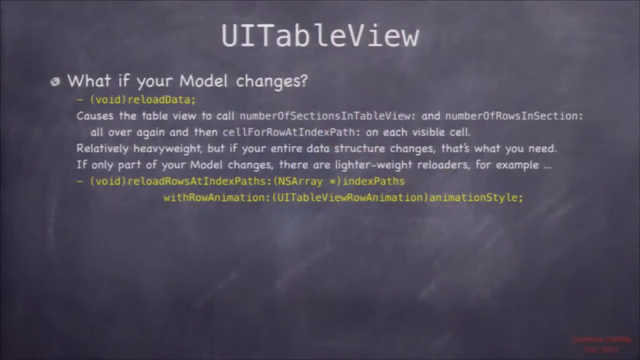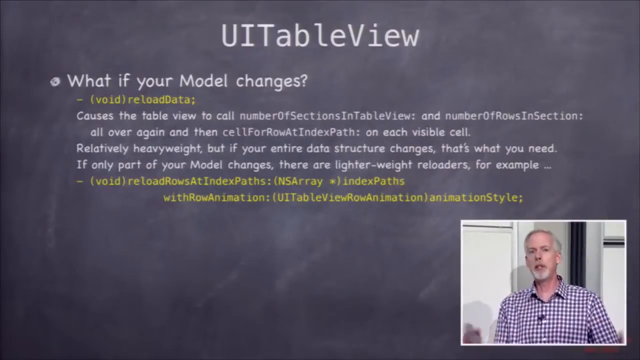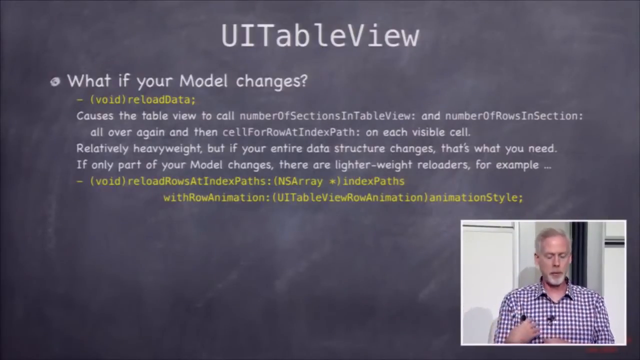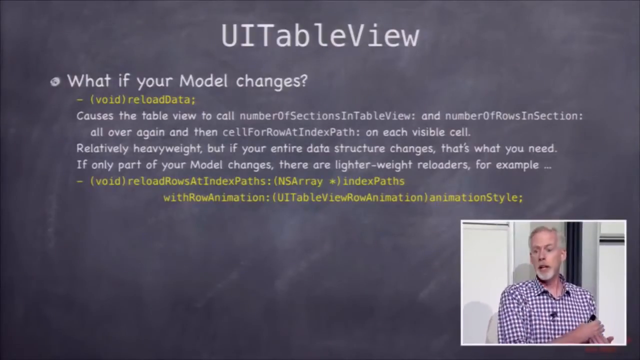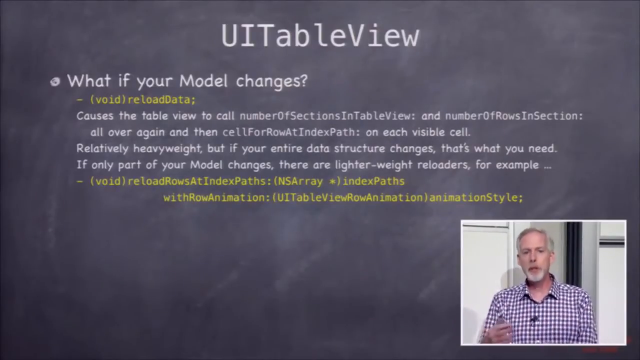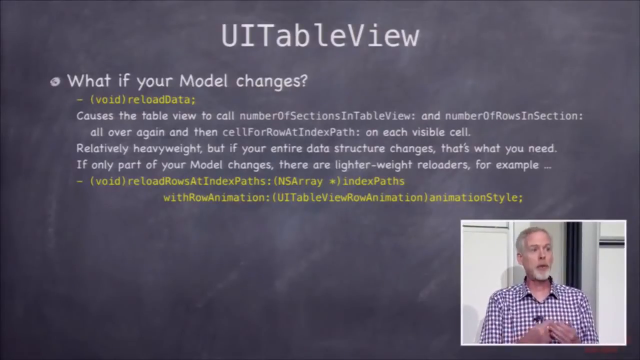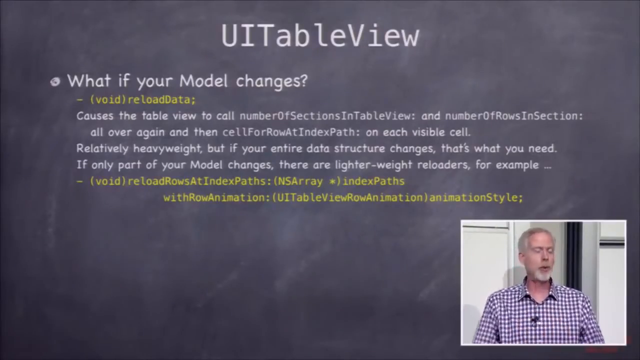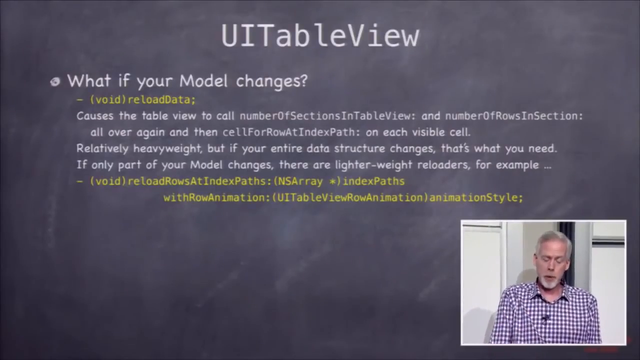What if your model changes out from under your table view? Okay, so your table view is running along fine, and then all of a sudden the model changes in some fundamental way, like it completely changes. The model downloads a completely new set of information. You can call this method in table view called reload data. And when you call reload data, it's going to call number of sections, number of rows in section, and cell for row at index path over and over and over again to reload the entire table. So this is a fairly heavyweight operation. It's going to completely redo your whole table. But if your entire model changes, this might be an appropriate thing to do.